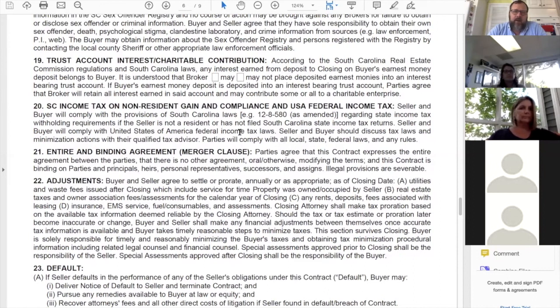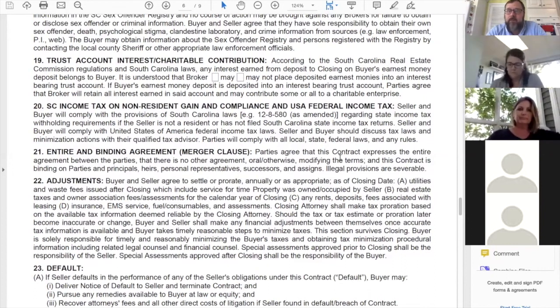This is an entire and binding agreement. There are no other agreements, oral or otherwise, modifying the terms of this contract that no one knows about. So that would include any sort of lease back agreement or pre-occupancy agreement that has not been disclosed, or an agreement to make repairs or give credits. The big one is the rent back. They were like, well, we don't want the lender to know about it. Well, that's not how it works. This specifically states in here you can't do that.